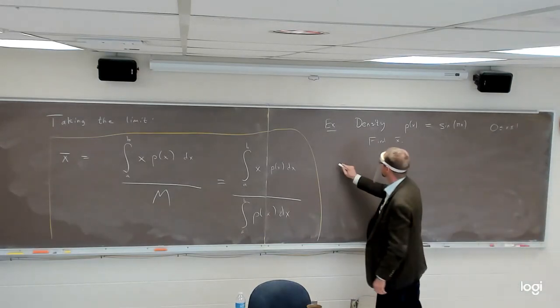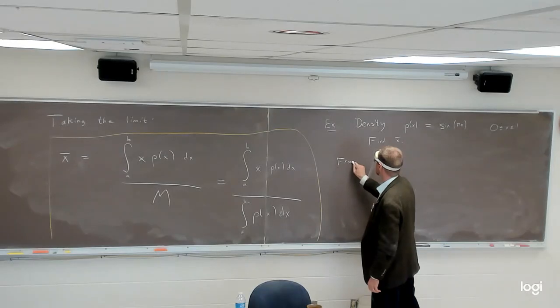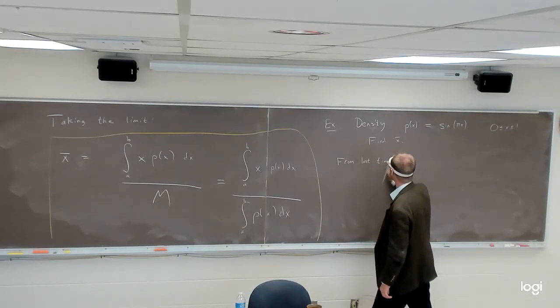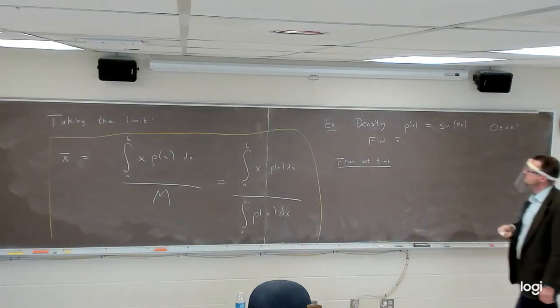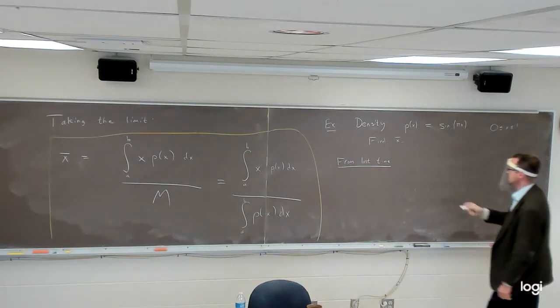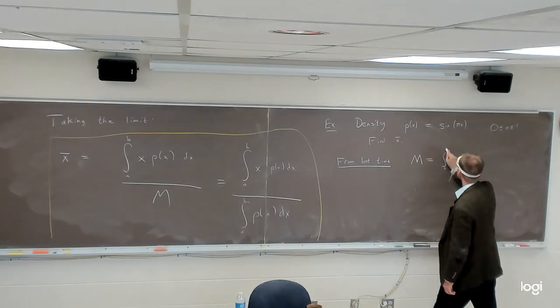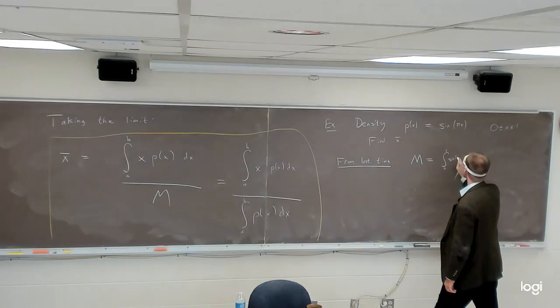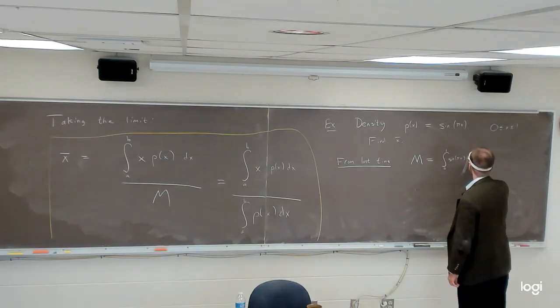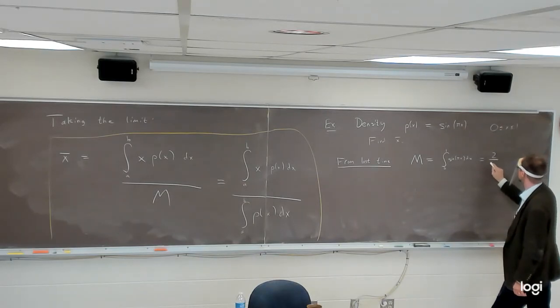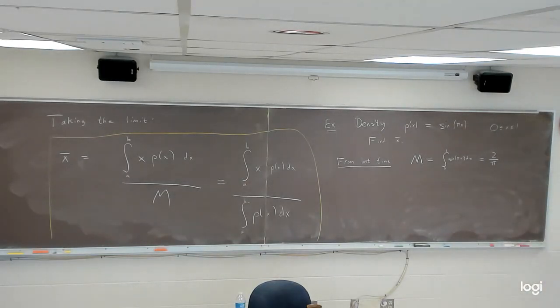Okay, so last time we found the total mass. So the integral from 0 to 1 of sine of pi x dx, and that was 2 over pi. If we hadn't already done that, we could just do that calculation, no problem.